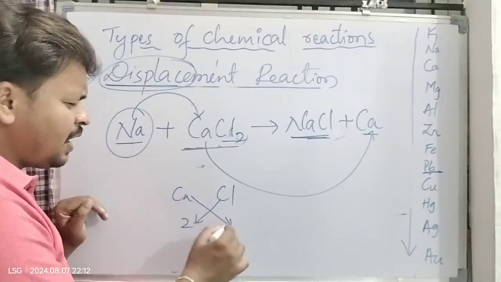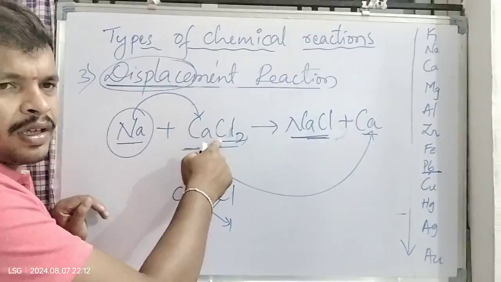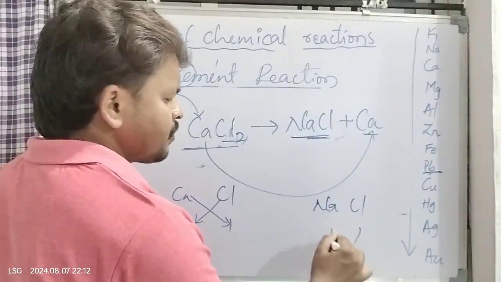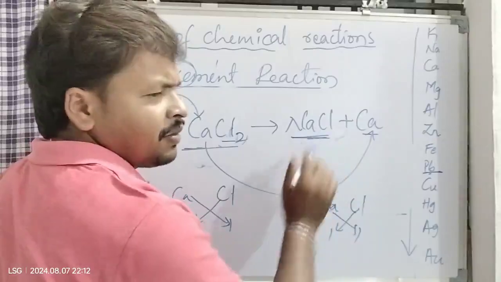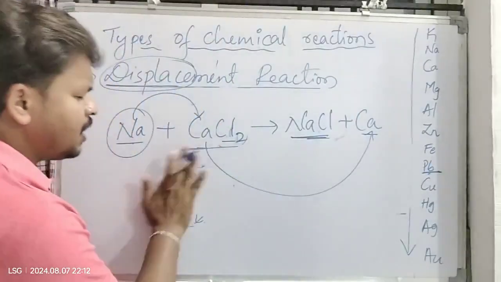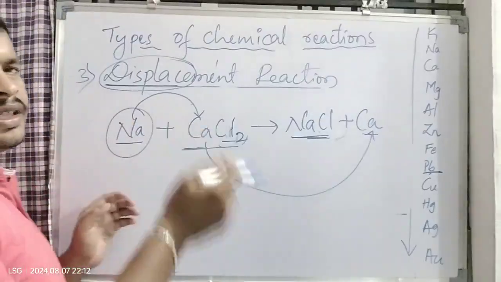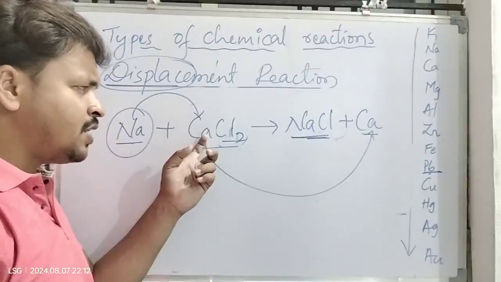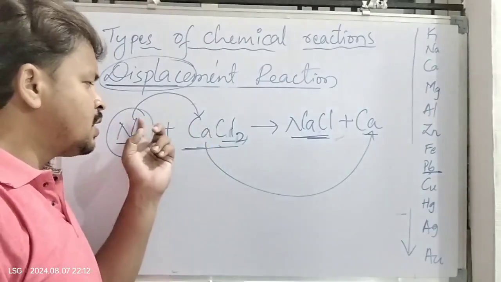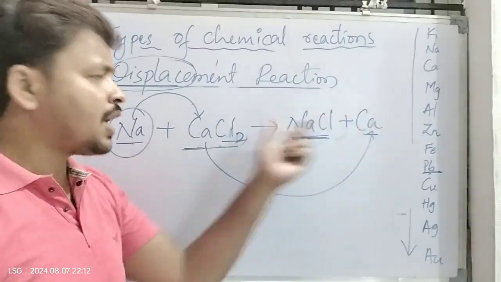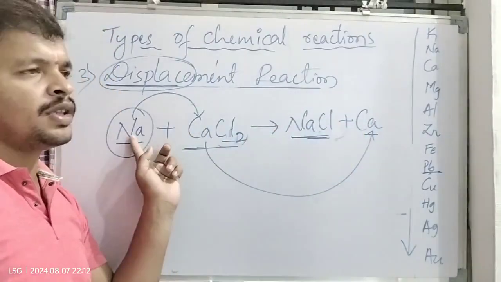So that we are writing CaCl2. But in sodium chloride, both valencies are 1, so we write NaCl. So no need to get confused here. I hope you have already studied this in the 9th standard. See, sodium is displacing the calcium and combining with the chlorine. Calcium is coming out. Calcium is displaced because of the sodium.